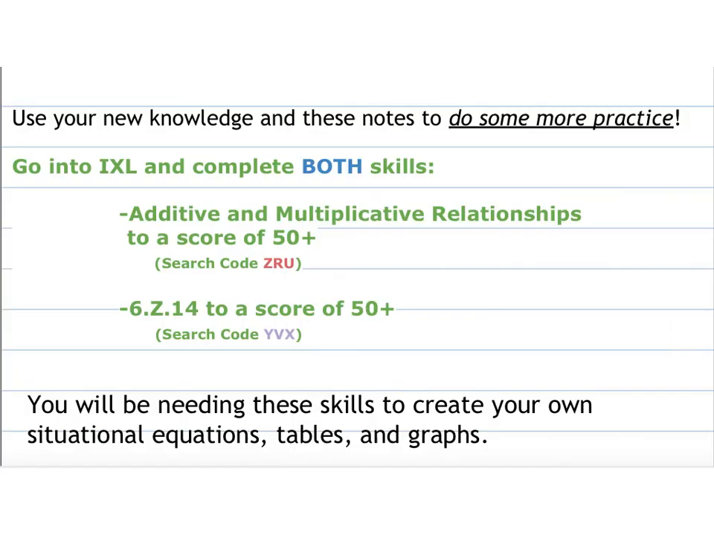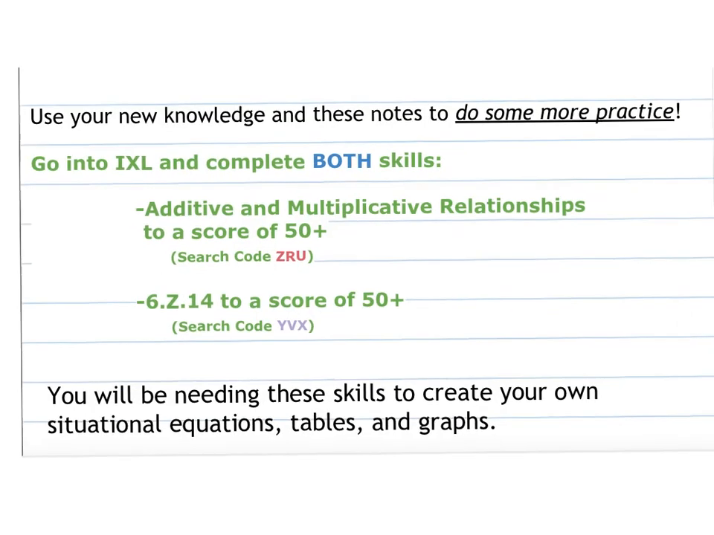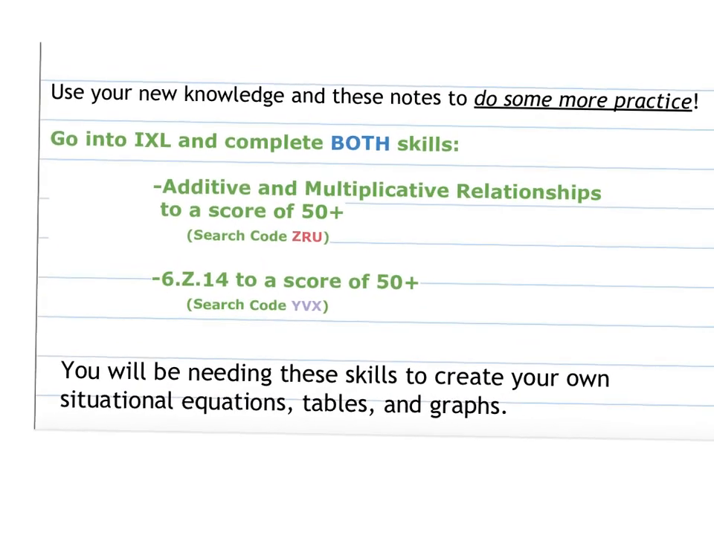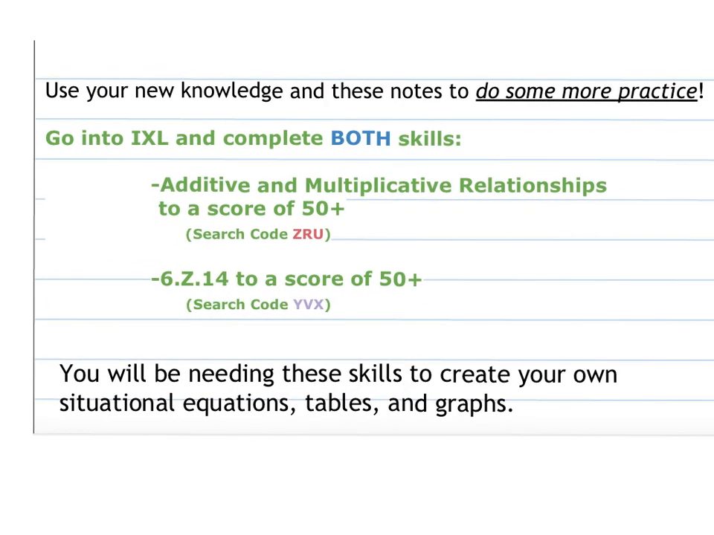So there you go. All right, friends, hopefully you worked hard on practicing there and making connections. Use your knowledge and these notes to do more practice. Today, your assignment is that you're going to go to iExcel and complete both. I think we were actually going to change this. If you can't find that, then your alternate could be 6Z16. But then you will also do 6Z14. So they could be this one or this if you can't find it. You're going to get each of those to 50 plus.